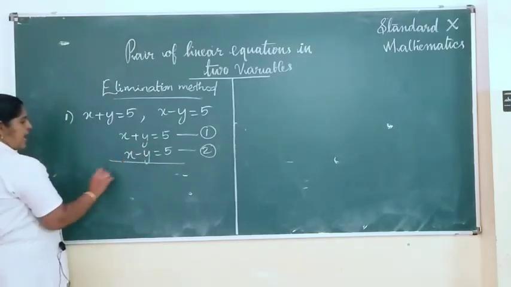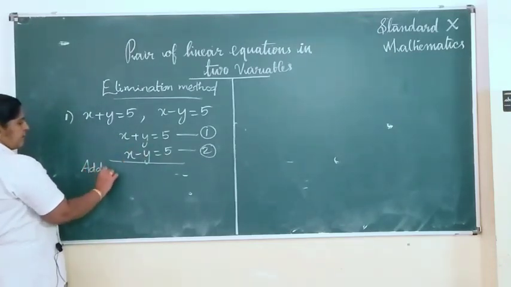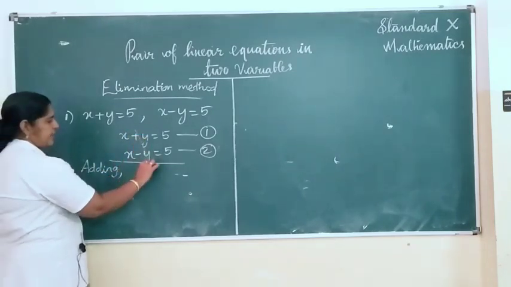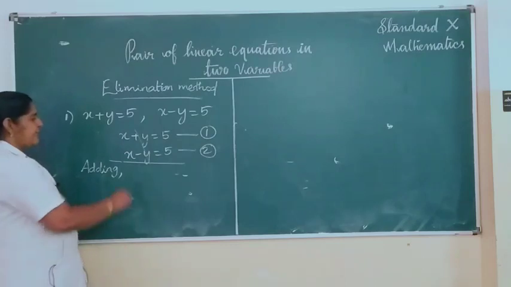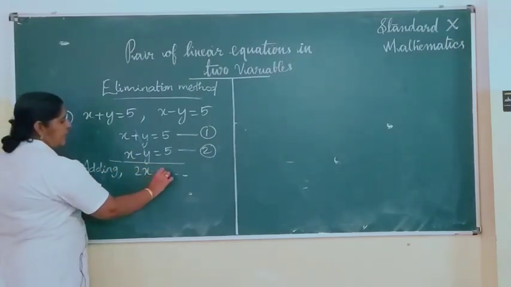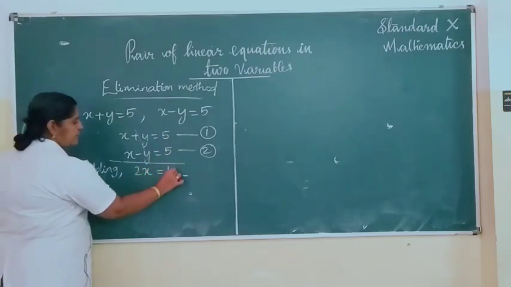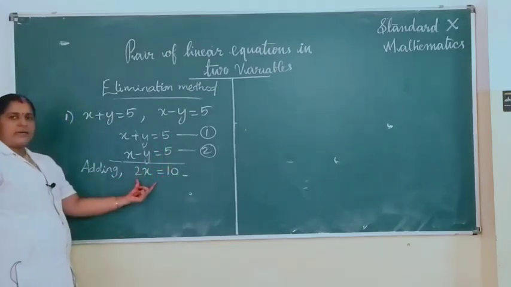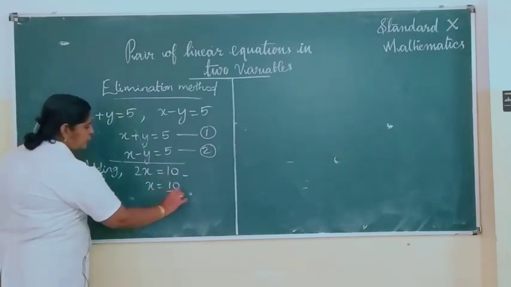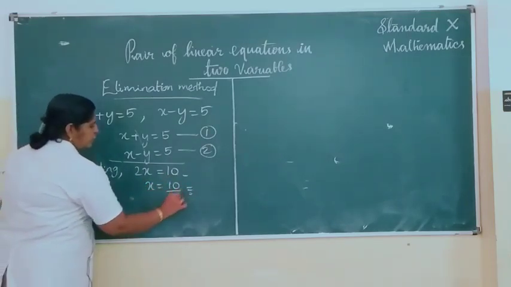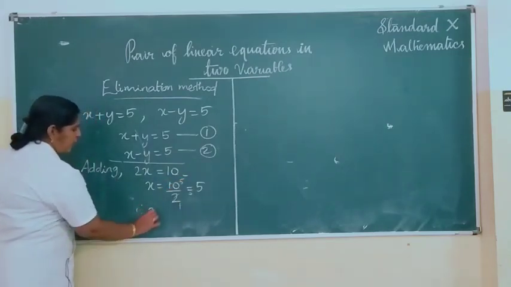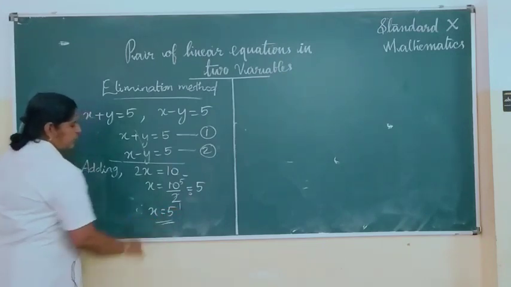So we can add these. Adding, y minus y becomes eliminated. Now when y is eliminated, we can combine the remaining terms. x plus x is 2x equal to 5 plus 5, which is 10. Now you can easily simplify this. 2x equal to 10, therefore x is equal to 10 by 2, that is 5. 2 fives are 10. Therefore we got the value of x equal to 5.